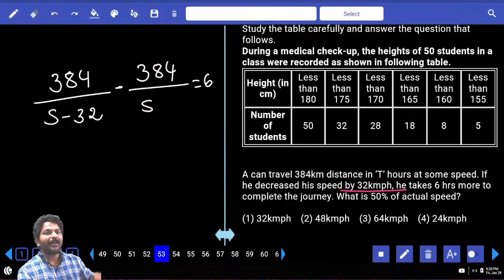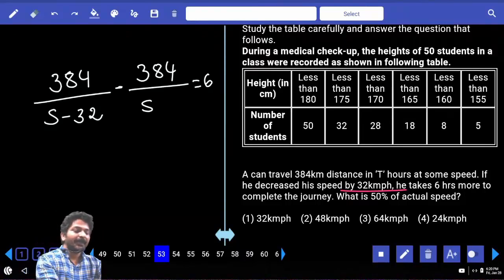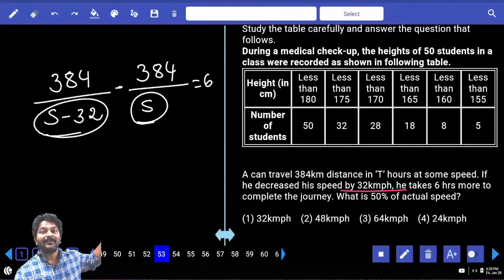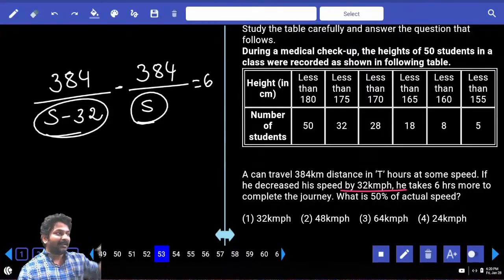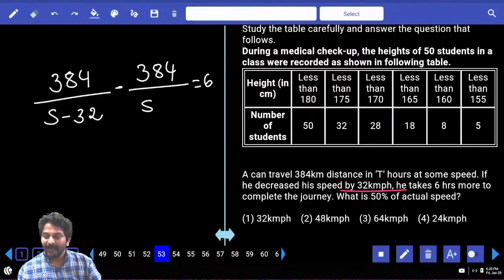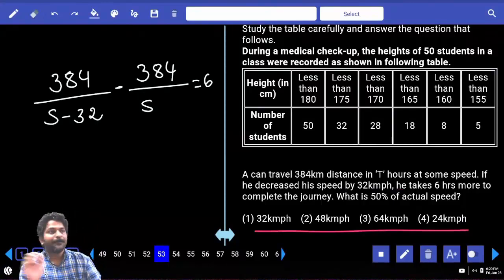But I don't recommend that you solve the equation. So what do we do? Remember, s and s minus 32, both values are in denominators, so they must be factors of the numerator. The denominator must be a factor of the numerator. Like that you need to first identify your value. And now your values are in the options. That is the advantage here.